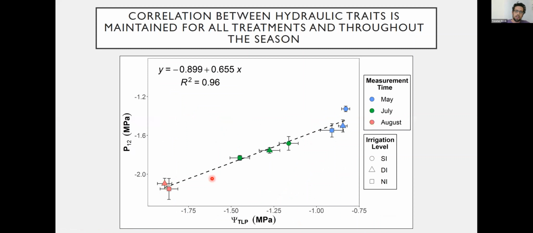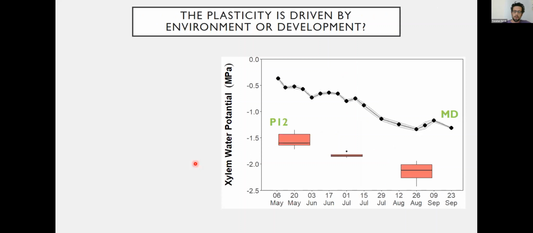So we found a correlation between hydraulic traits that was maintained for all treatments and throughout the season. As you can see here, the blue is May, green is July, and red is August, and the shape represents the treatment. I want to mention that in many papers you see this correlation between the embolism resistance and turgor loss point, but we did it in one species and over time.